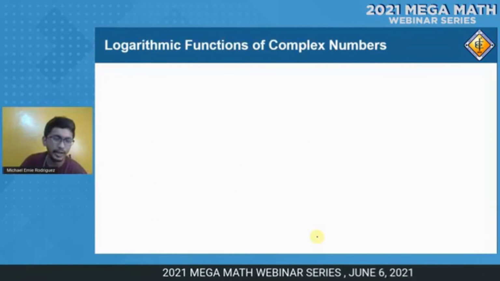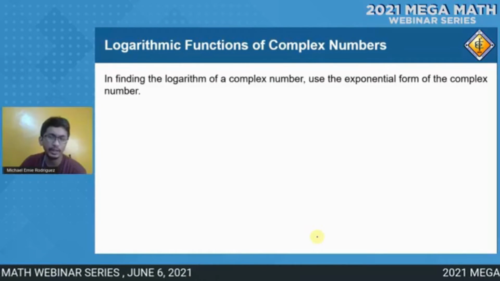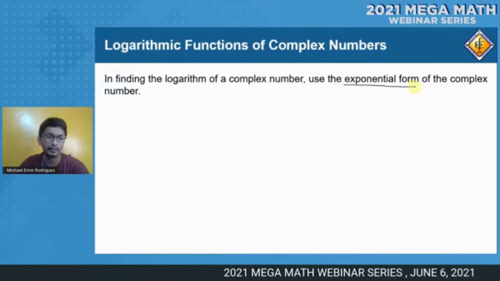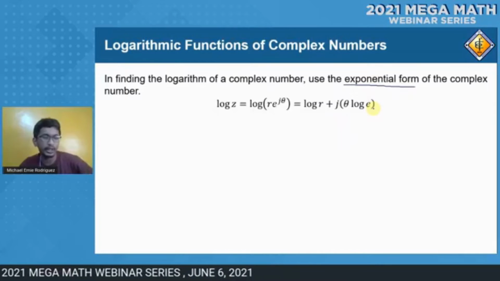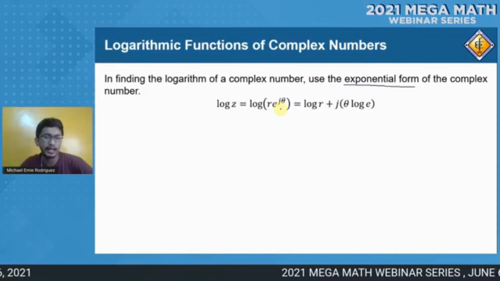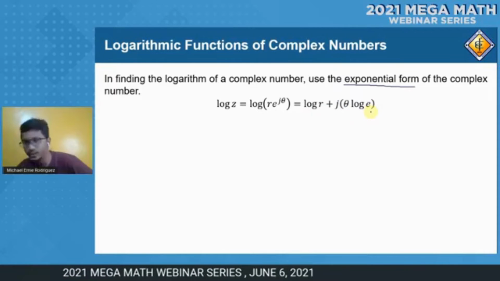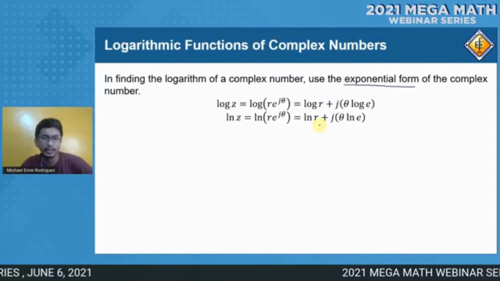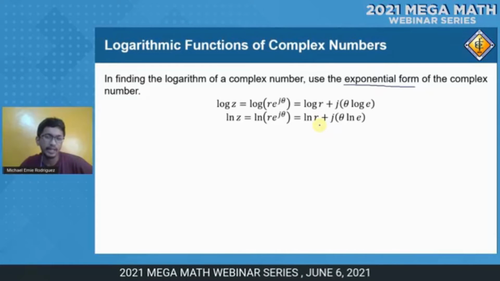So next, proceed tayo on logarithmic functions of complex numbers. So sa logarithmic function, gagamitin natin yung exponential form naman ng ating complex number. So logarithm of z is, again, we use the exponential form. So r e raised to j theta. So we have logarithm of r plus j theta, logarithm of e. And then ln of z, that is ln of r e raised to j theta, that is ln of r plus j theta times ln of e.